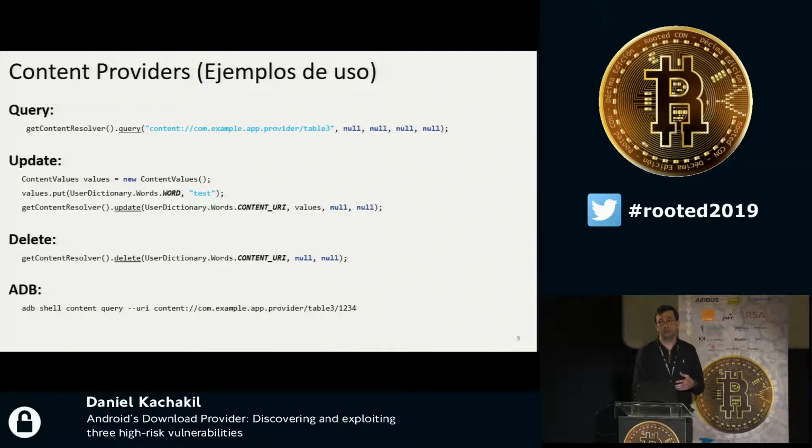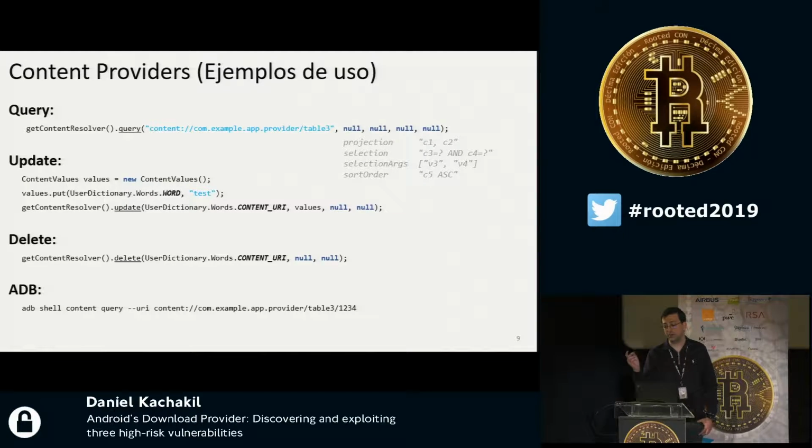How is this used from the other perspective? So we have created the content provider. How do other apps consume this data? For instance, in query, we have a content resolver, and then we invoke the method. We specify the URI, content:// etc. Then other parameters in this case are left null.